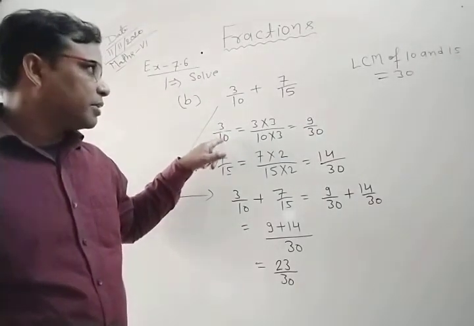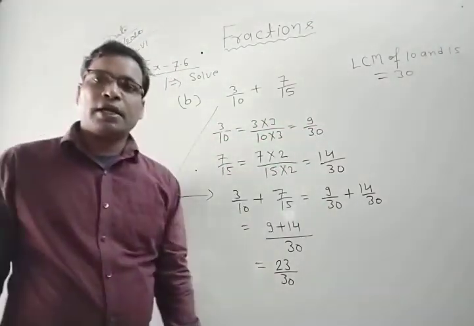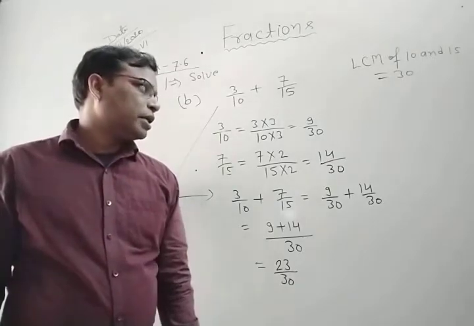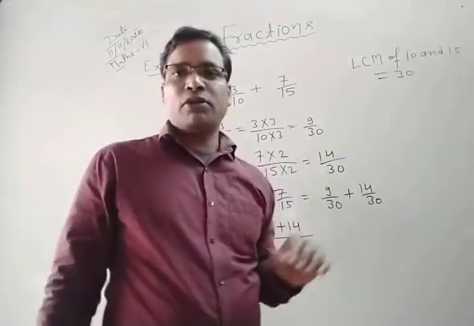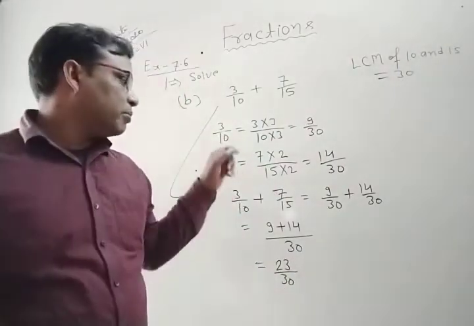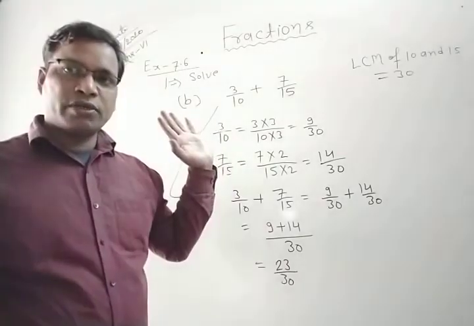So it becomes 30 because the LCM is 30. We select a number that, multiplied by 10, becomes 30. Or you can divide 30 by 10, then you obtain 3. It means that if you multiply 10 by 3, then you obtain your LCM, 30.